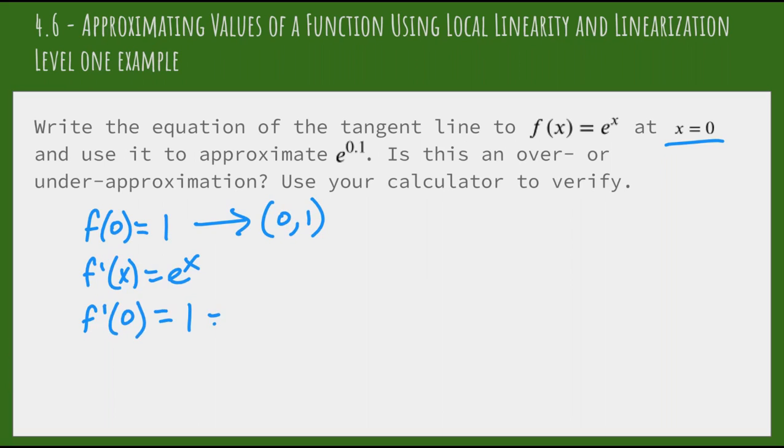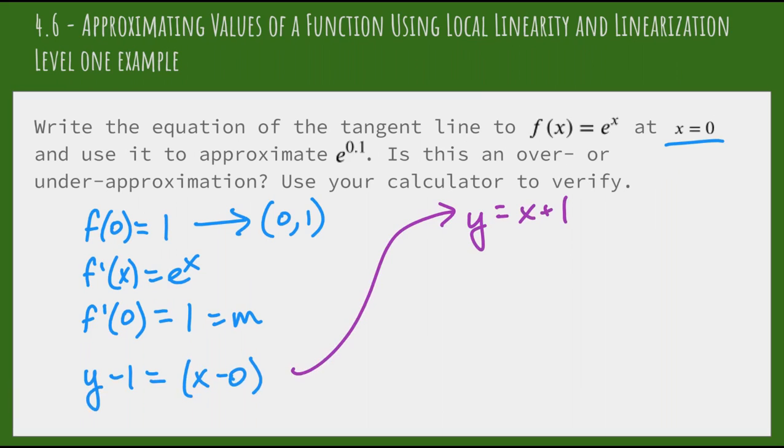We have our slope. And so we write the equation of the tangent line, y minus 1 equals the slope times x minus 0, which means that our linear approximation, we're using the tangent line as our linear approximation, is going to be y equals x plus 1. We actually saw this in the introduction video. The line tangent to the e to the x function at x equals 0 is y equals x plus 1.